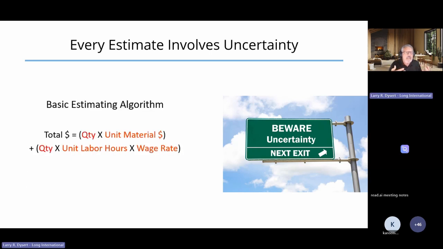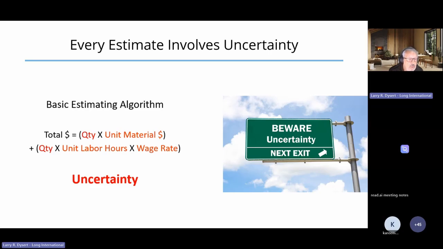If we look at the basic estimating algorithm, we understand that the cost for the estimate equals quantities times a unit material cost, plus quantities times a unit labor hours times the wage rate to get the labor component of our estimate. Every one of these items highlighted in red, the quantities, unit material costs, unit labor hours, any assumptions we've made, any assumptions around labor productivity adjustments that we might make for the unique site conditions, and the wage rate, they're all subject to uncertainty.